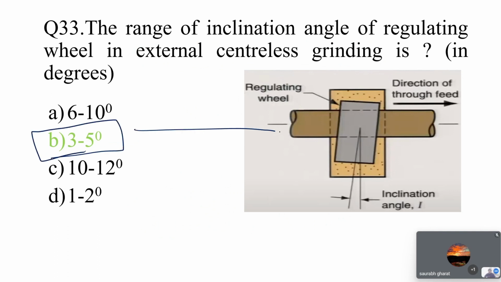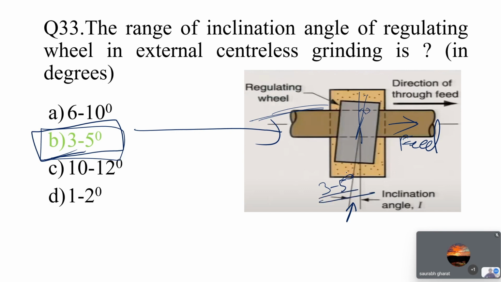For the explanation, it is mentioned here. This is the inclination angle, and this is how it is. This angle is inclined for the feed. Why is it inclined for feed motion? Because there is nothing to hold this workpiece, as told already in the slides. So how can we move it? By providing a feed through the regulating wheel. And what is the range of it? 3 to 5 degrees. This is the right angle we asked for.